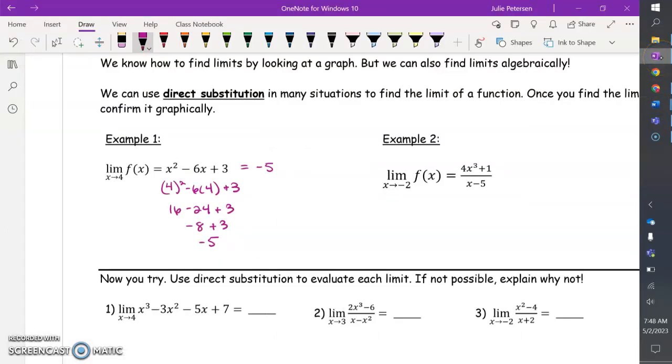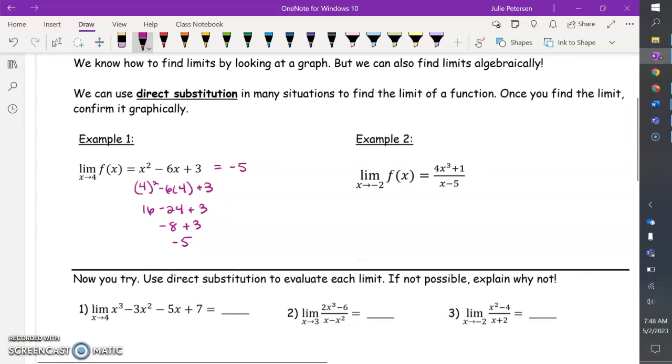There we go. Let's look at example 2. This one is a little bit different. It is a rational function, so we've got 4x cubed plus 1 over x minus 5. This time we're evaluating the limit at negative 2. So we're going to go ahead and substitute in negative 2 anywhere there's an x. And be careful, make sure you substitute in with parentheses, especially if you're typing things into your calculator.